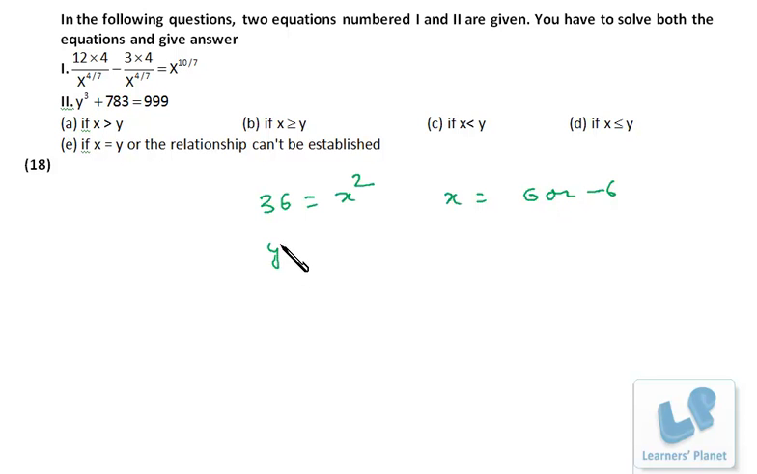Similarly, y cube is equal to 999 minus 783. So that's 216. That means y is equal to 6, right? Now if you make comparison between x and y, so y is equal to x if x is equal to 6, or y is greater than x if x is equal to minus 6. So precisely y is greater than or equal to x. Y is greater than or equal to x, right?